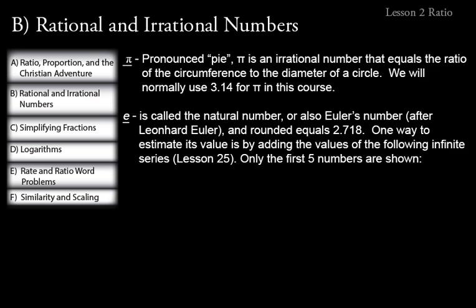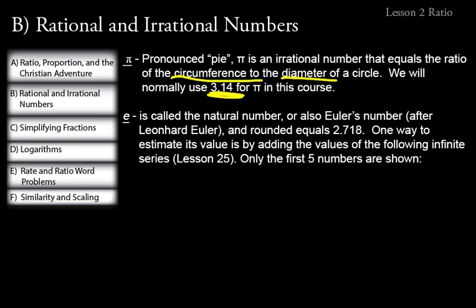So hopefully these are review to you, but just looking at pi again, that is an irrational number. It equals the ratio of the circumference to the diameter of a circle. And normally in this course, and make a note of this, 3.14 is what we use for pi. And that way everybody gets the same answer. You're not thinking, well, should I round to this? Should I use the pi button on my calculator? How do I deal with pi?